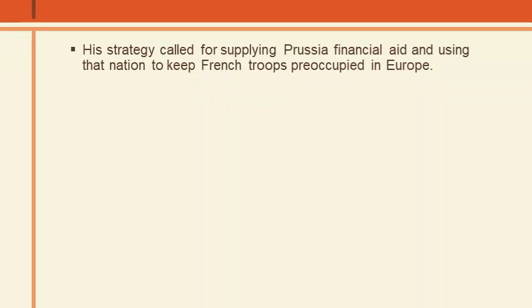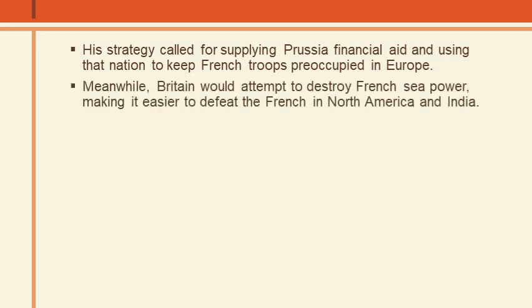His strategy called for supplying Prussia financial aid and using this nation to keep French troops occupied in Europe. Meanwhile, Britain would attempt to destroy French sea power, making it easier to defeat the French in North America. Why would it be easier? Well, if France can't get troops or supplies over there to their troops in North America, then the British will be more easily able to defeat them.